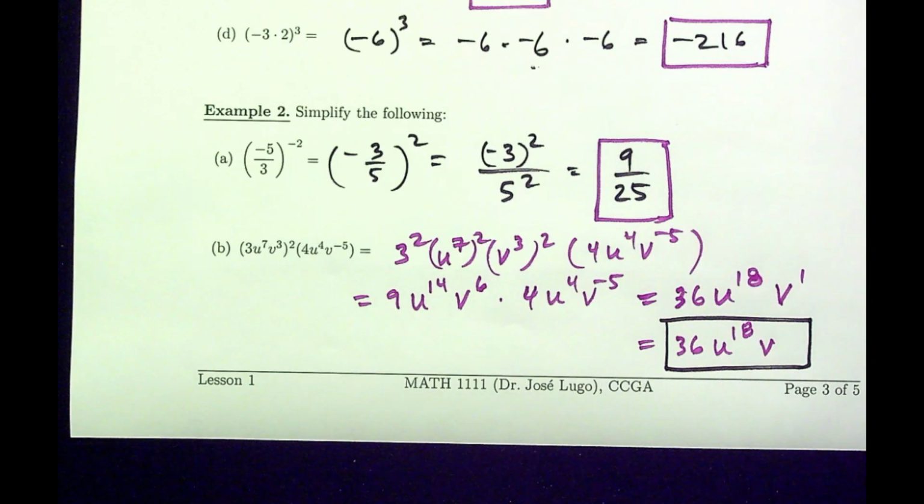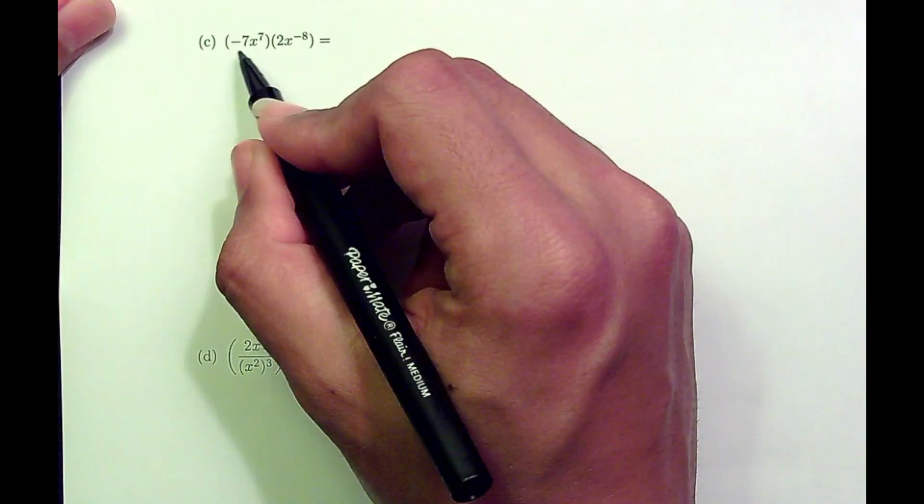Okay, let's do a few more. So here's this one. I'm going to do 6 more. Okay, this one. Negative 7 x to the 7 times 2x to the negative 8. Again, start with the parentheses. If you can simplify anything, that's what you should do. There's nothing to simplify in these parentheses, so you move to the next thing. Okay, well, in this one, there's nothing to simplify.